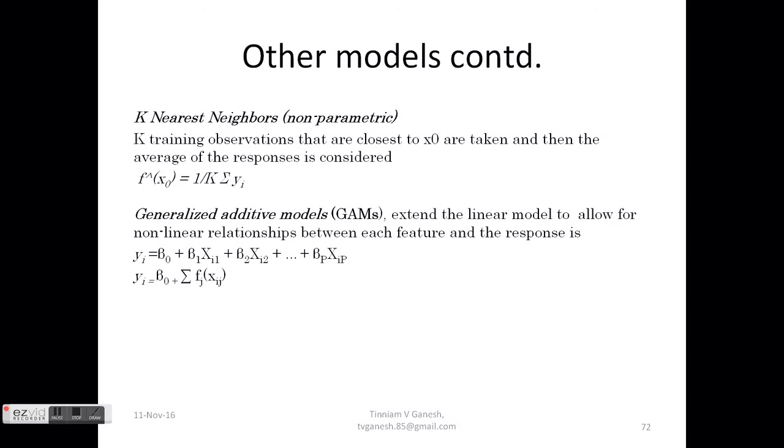Then there's another model known as k nearest neighbors. The way that is done is you take the k training observations that are closest to x0, and then the average of their responses is considered. So you take a region, maybe k is equal to 5 or 10. Depending on the number you take, it will either overfit or underfit. If you take, let's say, k equal to 5, you take the 5 closest points, and then you take the average of those points and assume that is your estimated function there.